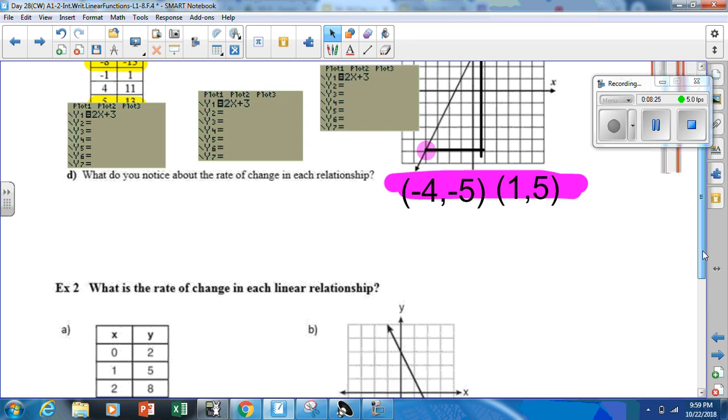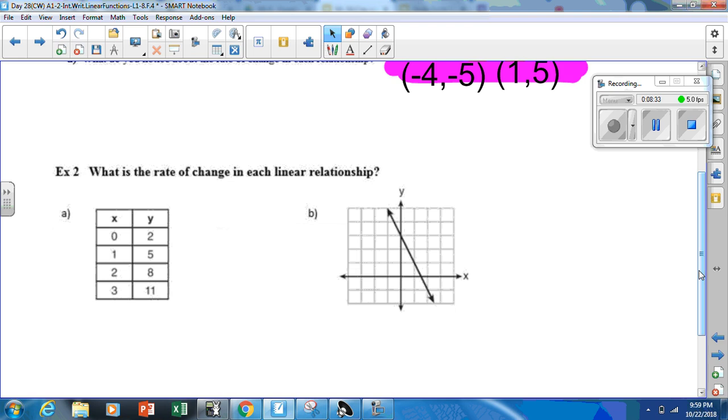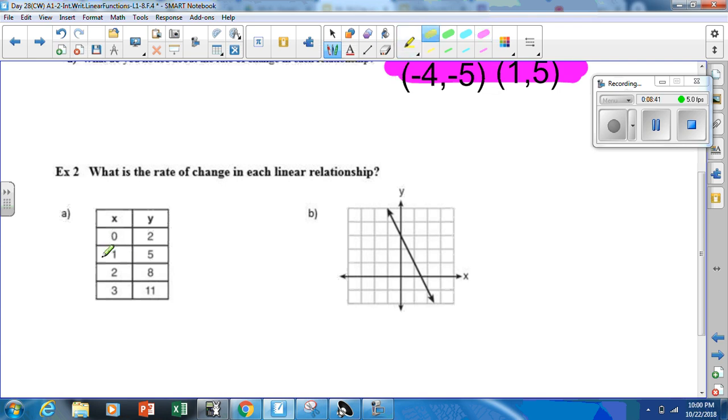Okay, what was the next question? What is the rate of change in each linear relationship? Well, again, it's not magic. We're going to do the same thing. Let's identify what we're going to focus on. Let's use these 2 points, 1 and 5. And let's use these points, 3 and 11. Likewise, let's use this point right here, and this point.